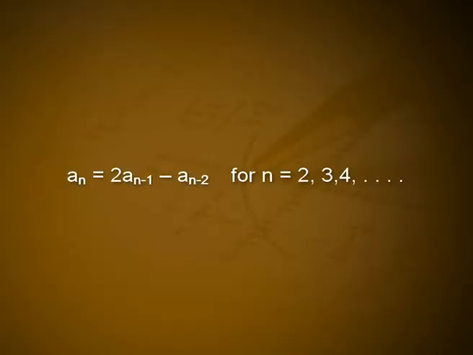Another example: check whether the sequence a_n where a_n = 3n for every non-negative integer n is a solution of the recurrence relation a_n = 2a_{n-1} - a_{n-2} for n = 2, 3, 4, etc. Answer the same question where a_n = 2^n.